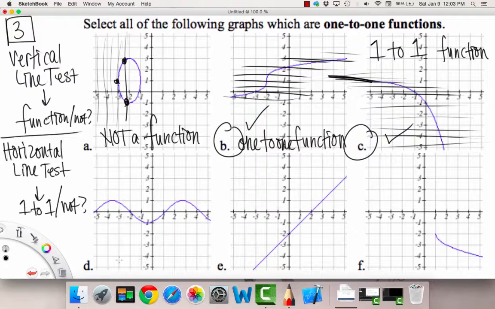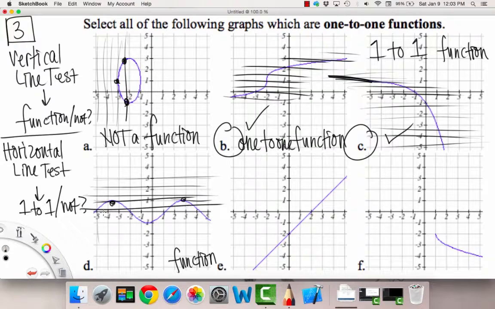Now we'll move on to part D, and let's do the vertical line test. It's only crossing once, so we're good there. This one is a function of some sort. Now let's see if it's one-to-one with our horizontal line test. It already crosses twice, and when we go even further it's going to cross multiple times, so this is definitely not one-to-one. So this one is out, just as A is out.